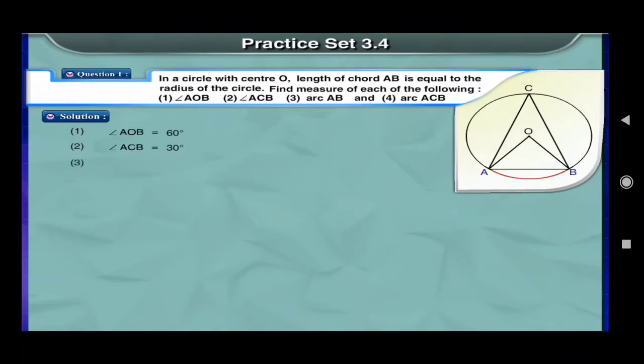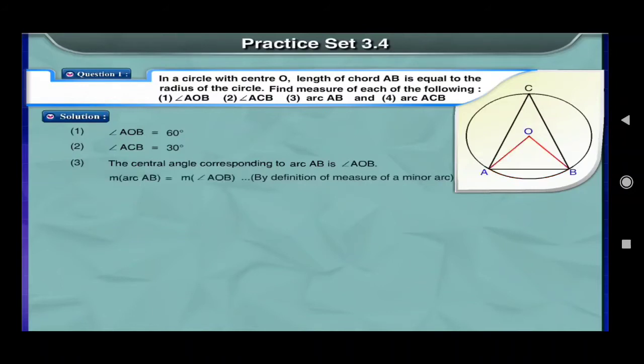3. Find the measure of arc AB. The central angle corresponding to arc AB is angle AOB. Therefore, by definition of measure of arc, measure of arc AB is equal to measure of angle AOB. Therefore, measure of arc AB is equal to 60 degree.